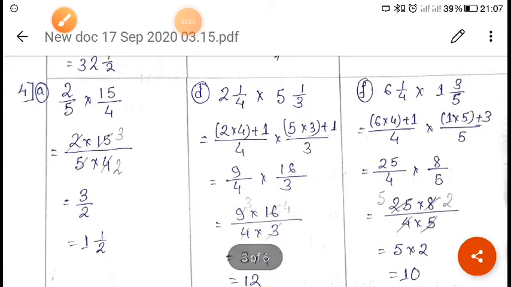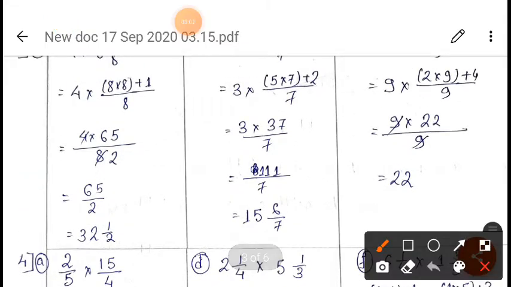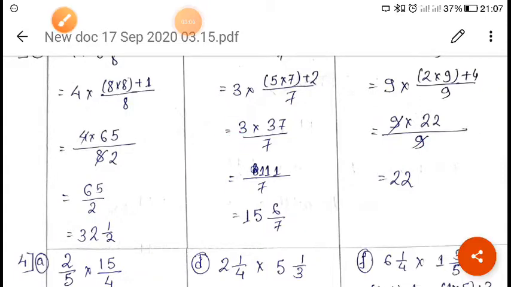Now the next question is also the same, B is also the same, and D is also the same. C is also the same.